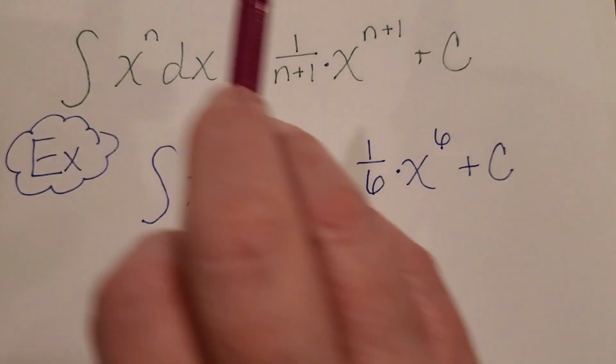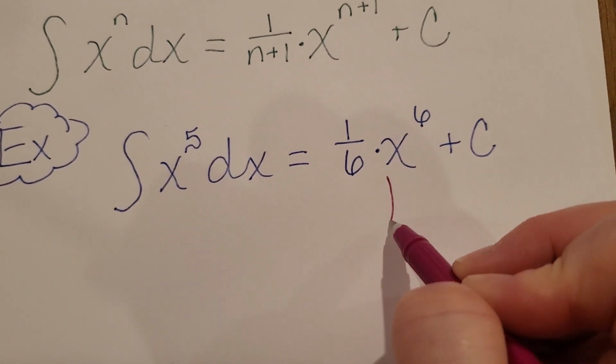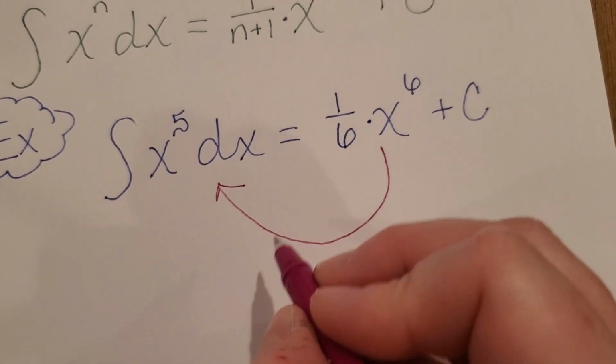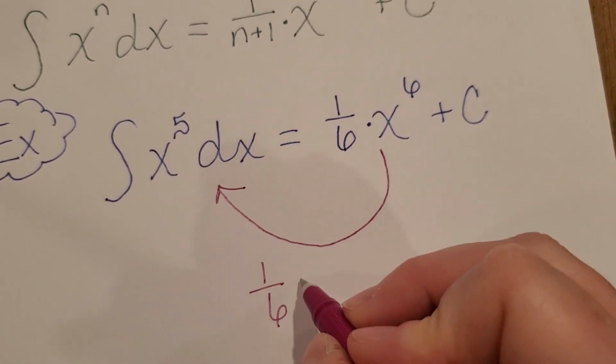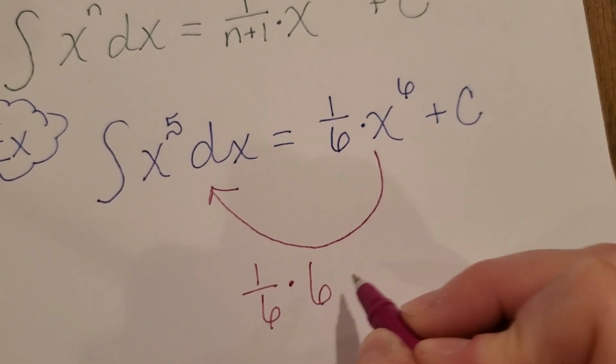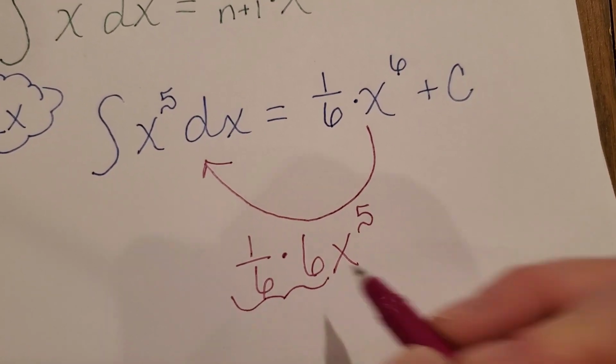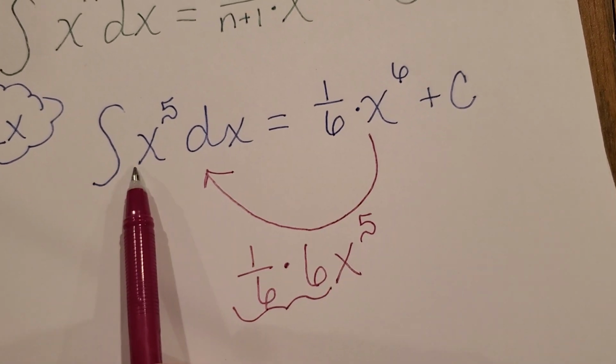One way to check your answer, obviously, is to differentiate. Let's go the opposite direction. If you were to take the derivative of this, would you get that? We would have our coefficient. You'd bring the exponent down and reduce it by 1. And sure enough, this gives you a 1, which is your coefficient over here.